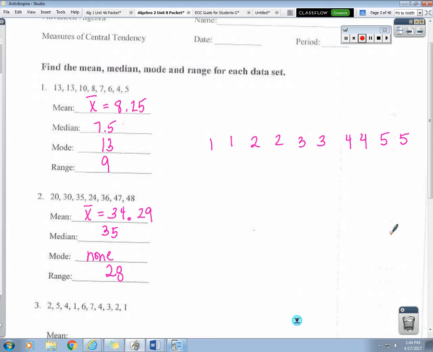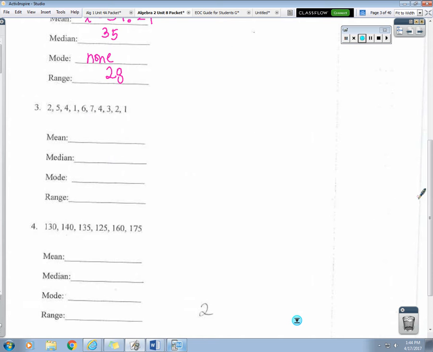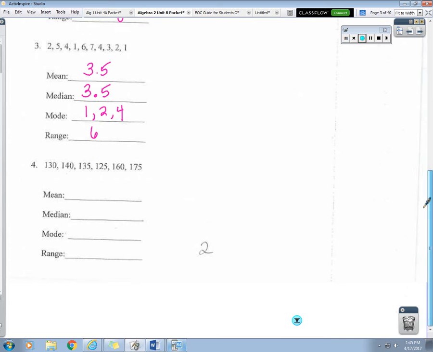Does that make sense? Okay, so for number 3, what did you get for the mean? Median, 3.5 also. Mode, there's 3 modes: 1, 2, and 4. And then the range, 6, because 7 minus 1. Turn around and pay attention.